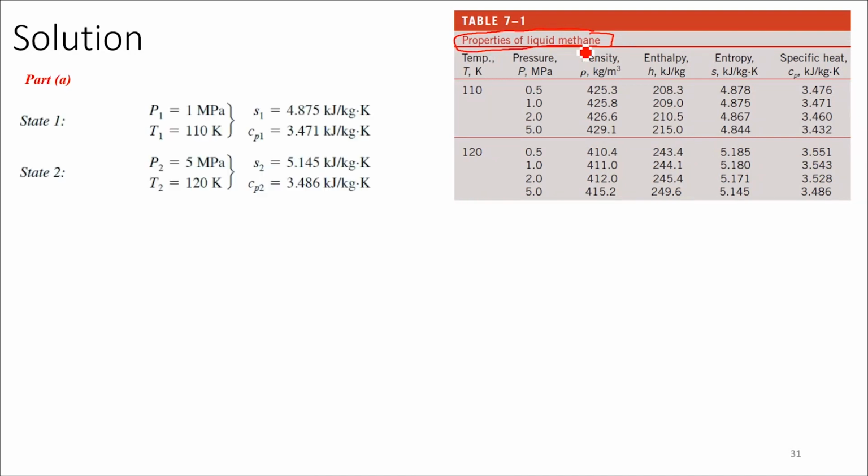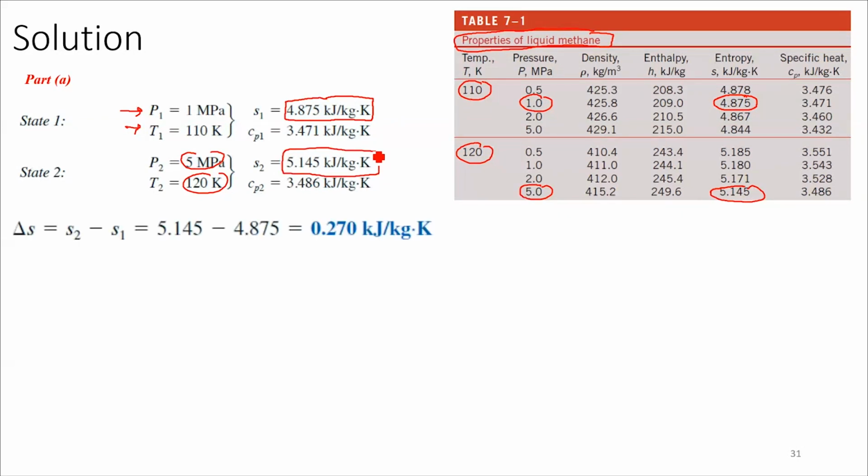For P1 of 1 megapascal and T1 of 110 Kelvin, the entropy value is 4.875. For the second state, 5 megapascal, 120 Kelvin, the entropy value is given to you as 5.145. You can directly find the change in entropy by subtracting S2 minus S1. This is directly using the table.